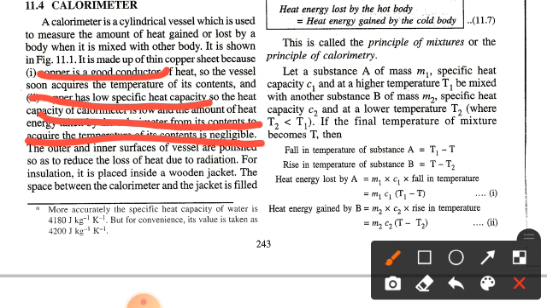Fine. The outer and the inner surfaces of the vessel are polished. Why do we polish the outer and the inner surface? So as to reduce the loss of heat due to radiation. I hope you know radiation, convection and conduction.